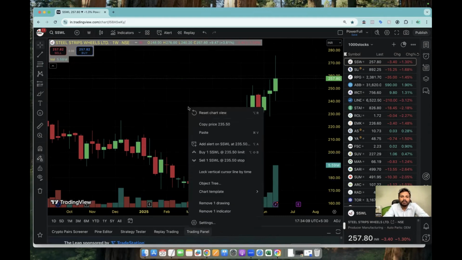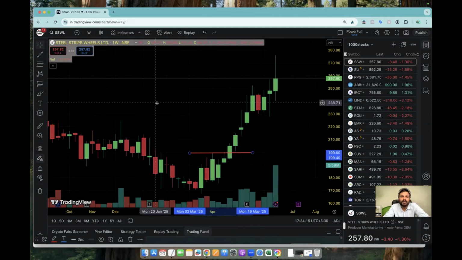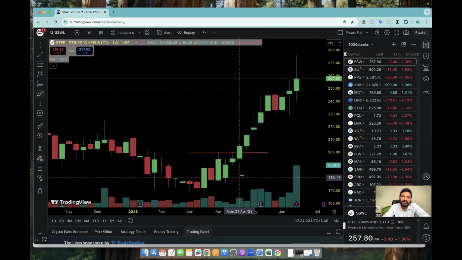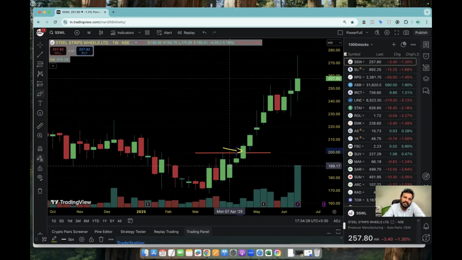What you can do is, let's say you're putting a resistance line here, right? When you draw the line, you can just wait. I don't know when it will break. It can break next week or the week after, I don't know. Just keep it in your watch list. But once it breaks in a daily chart, you can go back and check it. If it closes in a daily chart, it's better.